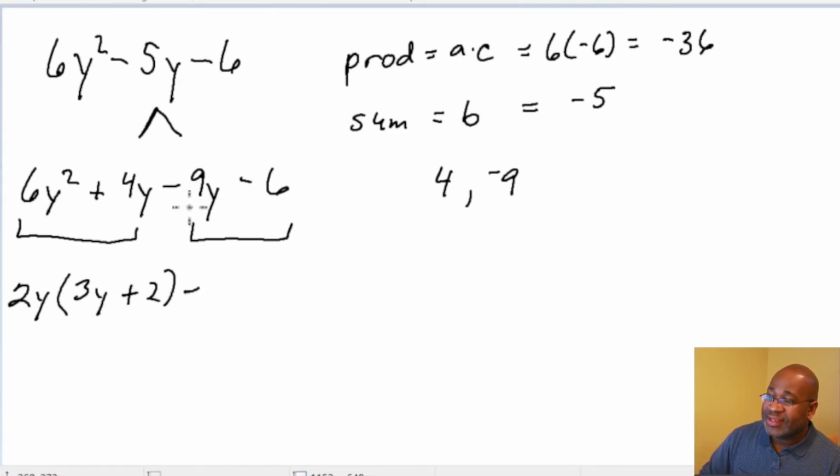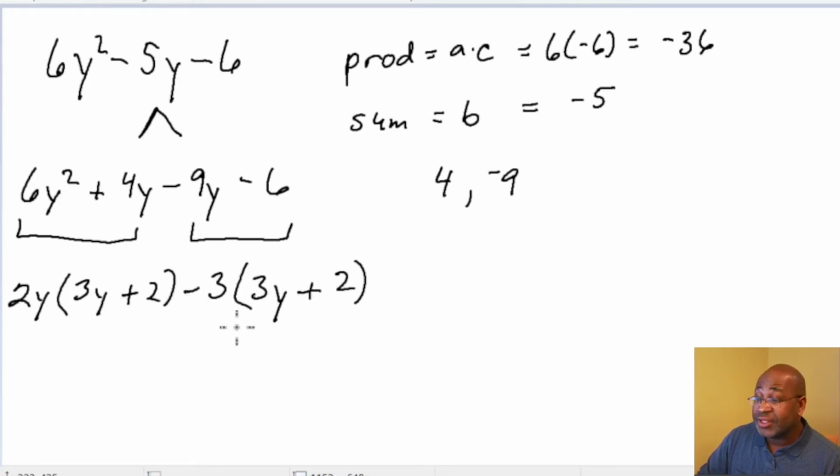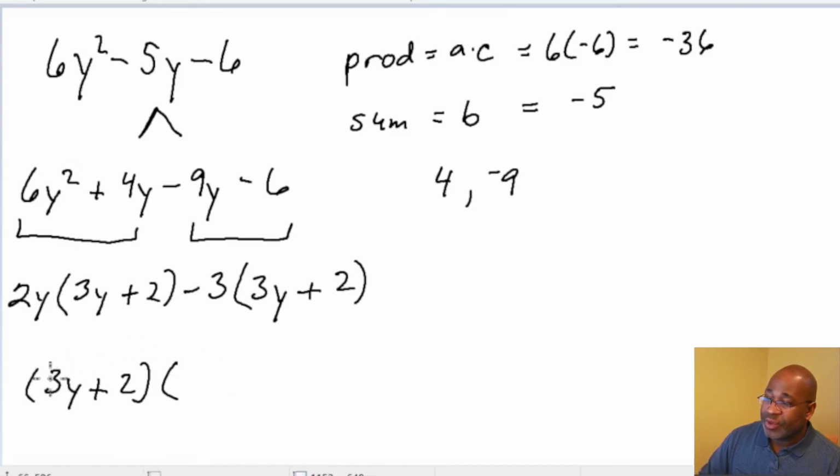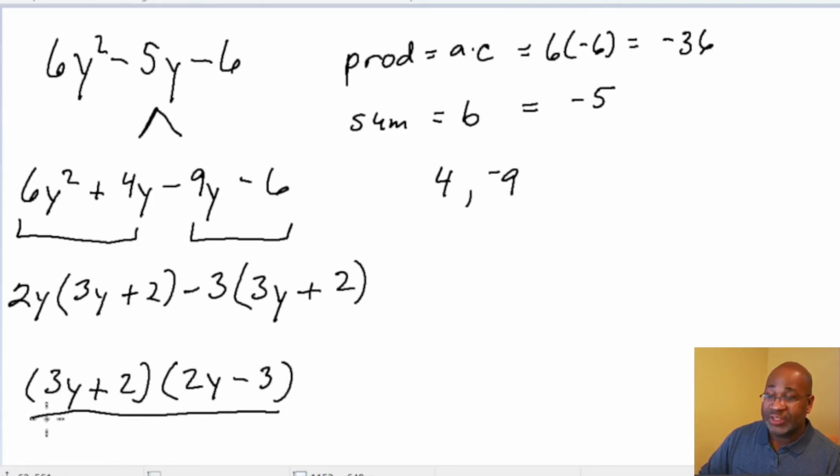Bring down the minus. The second pair have a common factor of 3. And since we're factoring out a negative 3, we're going to change the signs. So we factor this out. This will be positive 3y plus 2. We've got those common factors of 3y plus 2. So we end up with 3y plus 2 times 2y minus 3, which is the same answer that we got when we did the guess and check.